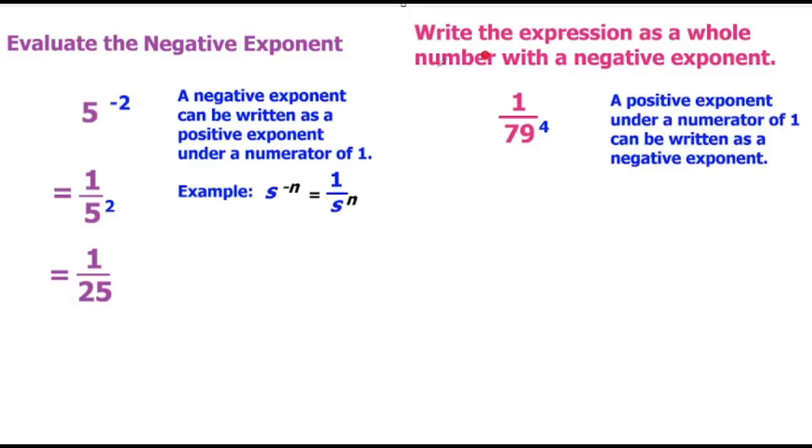Now let's go to this other problem here. Write the expression as a whole number with a negative exponent. So we have 1 over 79 to the fourth, to the power of 4.